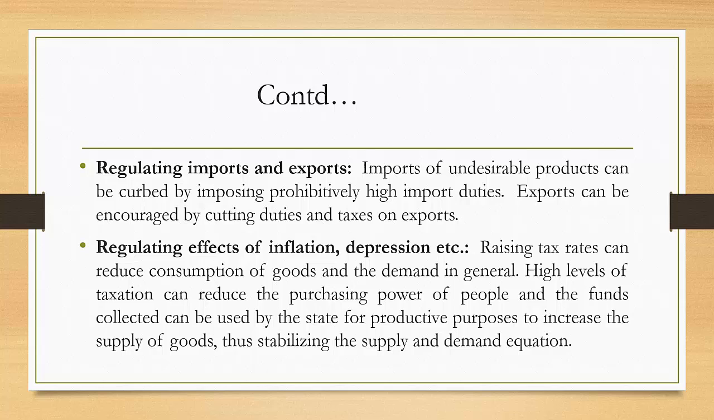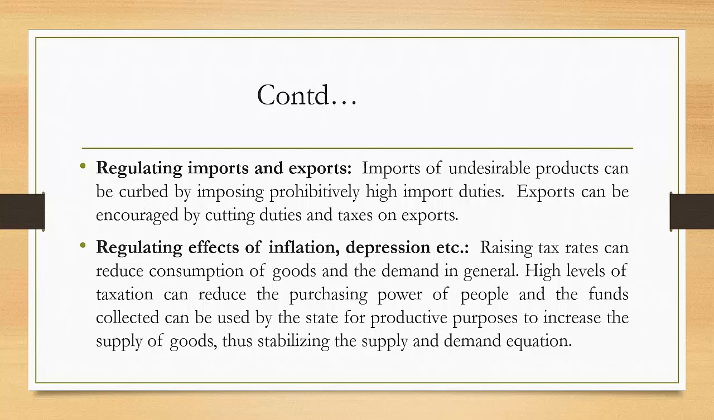The next is regulating imports and exports. Imports of undesirable products can be curbed by imposing prohibitively high import duties. Exports can be encouraged by cutting duties and taxes on exports. When we talk about imports, imports basically require foreign reserves. Whenever a country imports any item, it will have to pay in foreign currency. So if there are unnecessary imports in the country, this will put pressure on the foreign reserves of the country. Similarly, if there are imports of undesirable products and the government wants to discourage the import of those products, the government might increase the tax rate by imposing very high import duties, which will make all imported items very expensive in the local market.